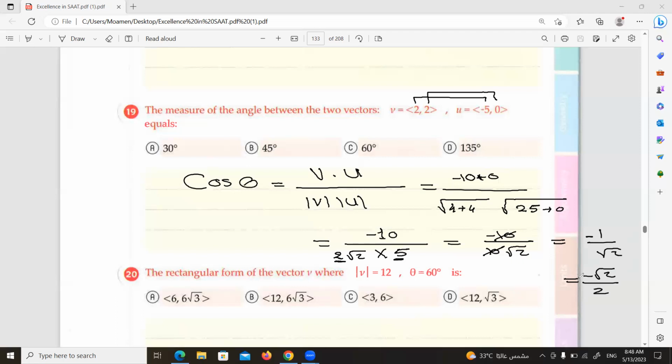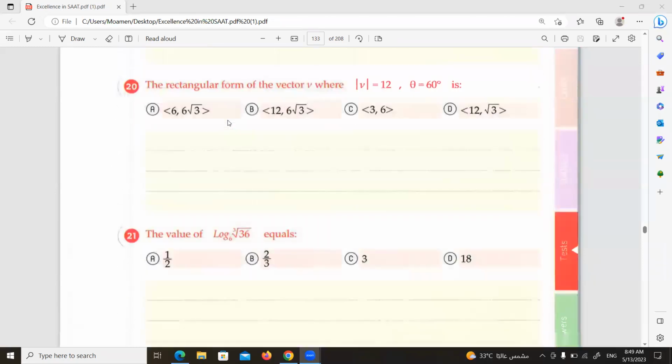Root 2 over 2 is 45 degrees. But negative means the second quadrant, because cosine is negative in the second quadrant. Cosine of the angle equals root 2 over 2 is 45, but I need 45 in the second quadrant because cosine is negative there. In the second quadrant, it will be 180, as we said in the previous example. 180 minus 45, so the result will be 135. This is the answer.